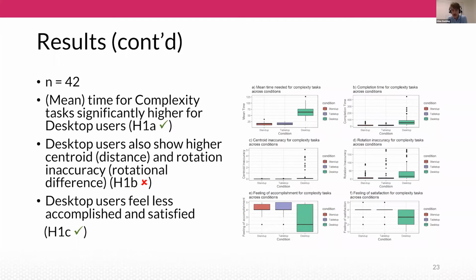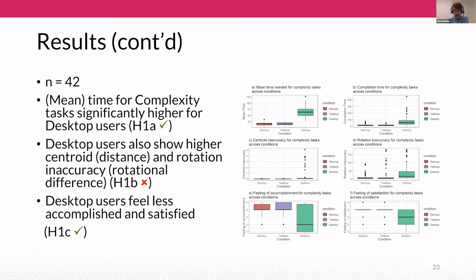Plot C shows the centroid inaccuracy for all the tasks of all the users across all conditions. This is a bit harder to decipher because of the many outliers in the desktop condition. But the pairwise Kruskal-Wallis test with alpha inflation correction that we did for all the distribution analysis here shows us that the desktop condition again differs significantly from the VR conditions that also do not differ from each other. The same is true in plot D for rotation inaccuracy. Again, desktop subjects performed worse.